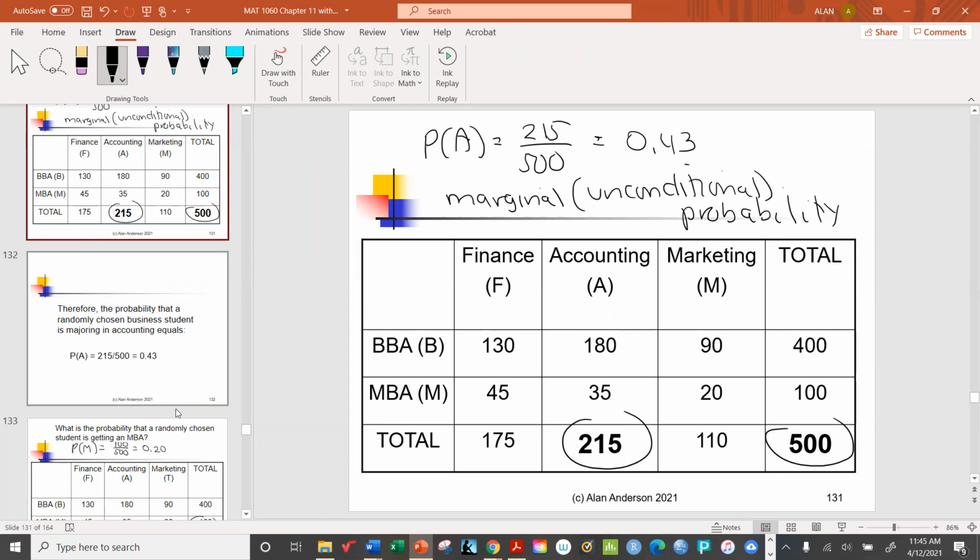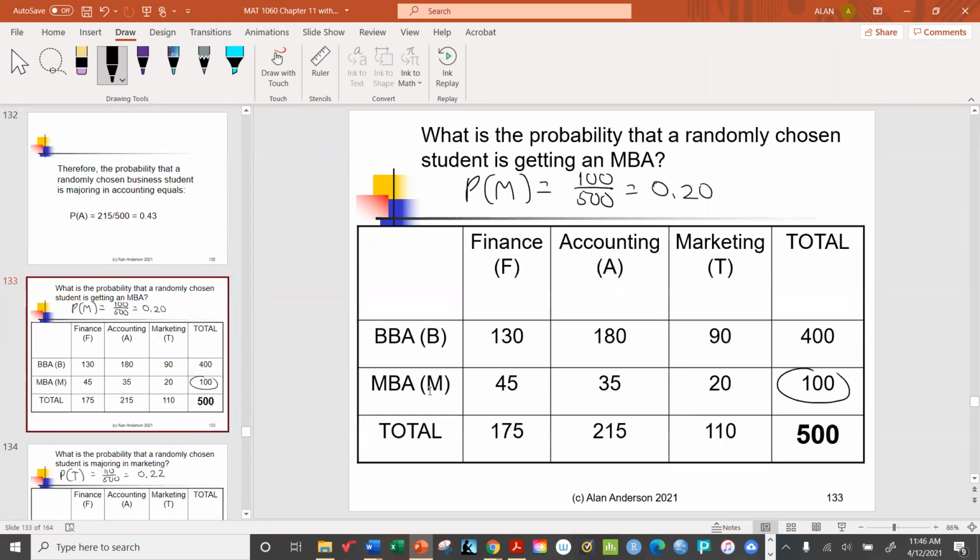All right, so here's what you would do. You would go to the row that represents the MBA students, and you would add them up, and you would get 100 out of 500, and therefore you end up with 20%. That's pretty much what you would have expected. 100 total MBA students out of a student body of 500 means the probability that you've chosen one of them is 20%.